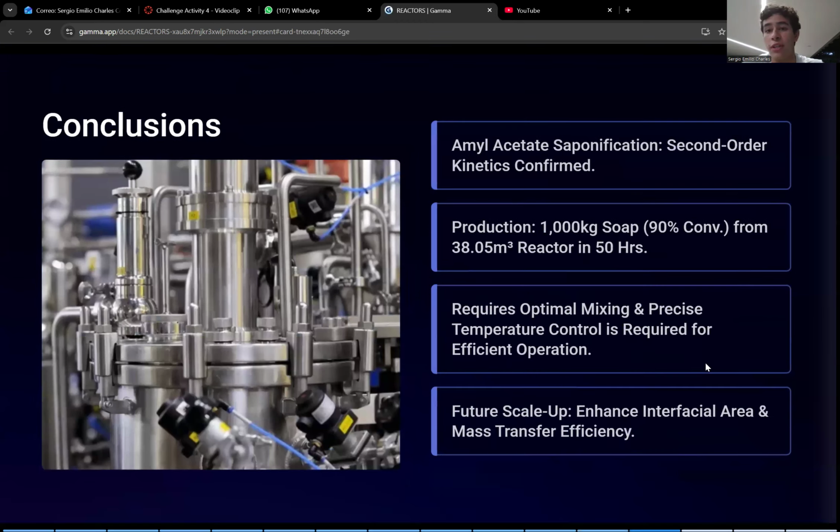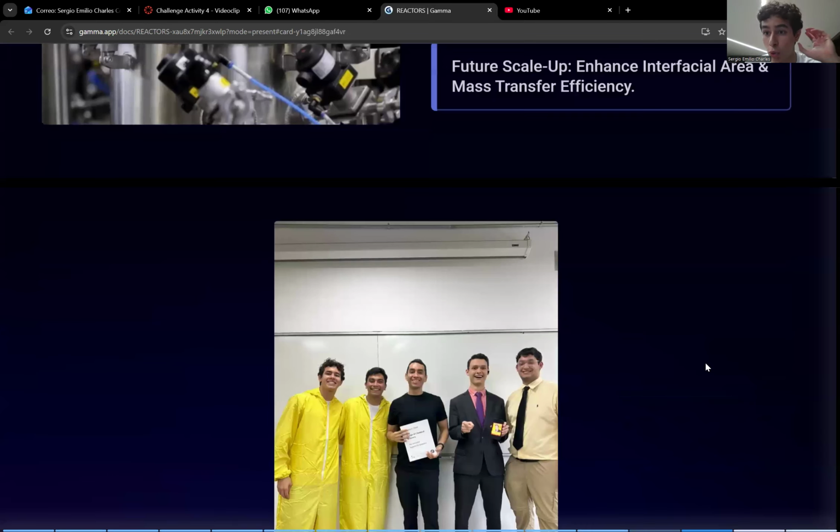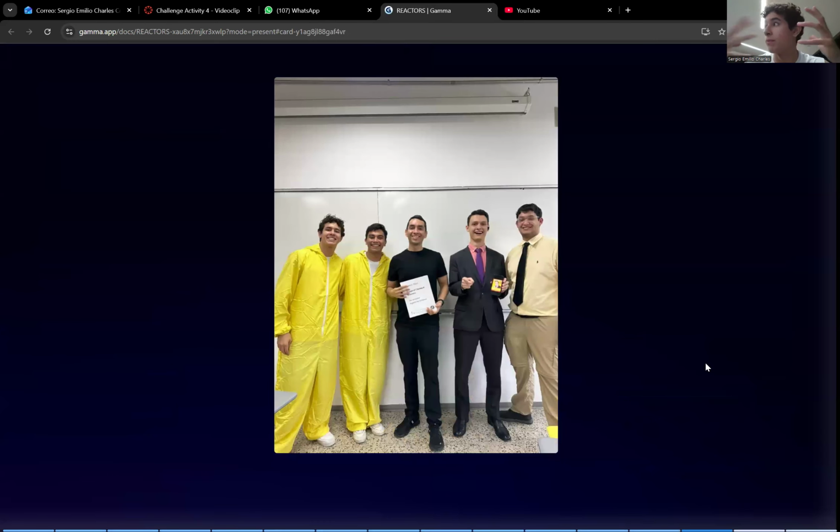In our conclusions, the amyl acetate saponification is confirmed as second order kinetics. For a production of 1 ton, at 90% conversion, in a 38 cubic meter volume, we need 50 hours of reaction time, sorry. Optimal mixing and precise temperature control are required for efficient operation. And for a future scale-up, we should enhance interfacial area and mass transfer efficiency to achieve more efficiency in the reaction.